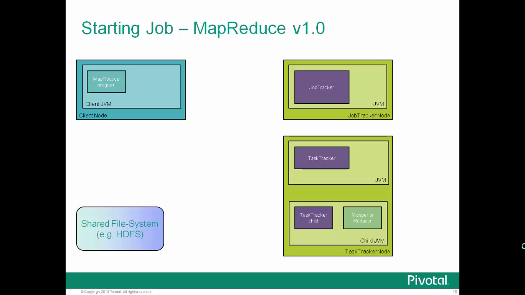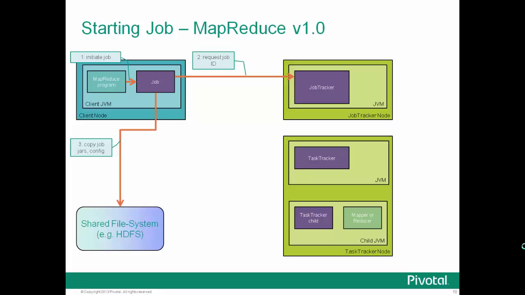Let's take a moment and look and see how a MapReduce job is processed. The job is initiated through a client application. A job ID is requested from the job tracker master for that particular job. At the same time, the client pushes down the jar file containing the classes required for that particular MapReduce job, as well as the configuration items required to process this job. The job is submitted from the client to the job tracker.